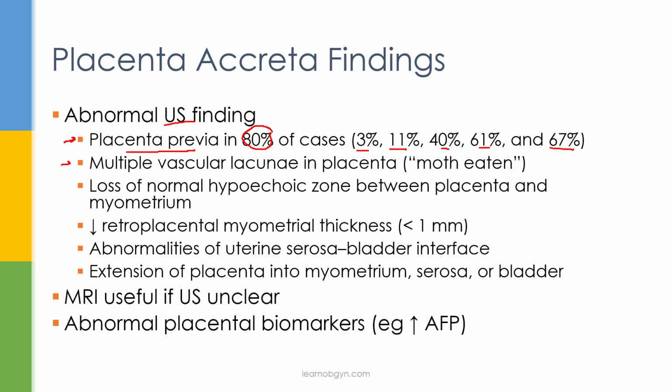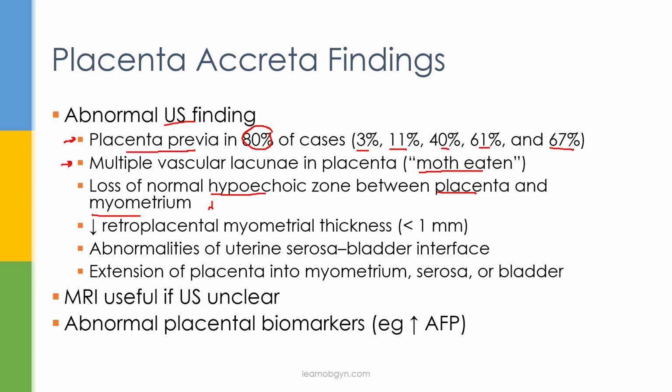The next one I want you to memorize is multiple vascular lacunae, often described as moth-eaten. So if there's multiple vascular lacunae in the placenta, that is a sign that's very suspicious for a possible accreta. The other things I'll just mention, but you don't have to spend too much time trying to learn these, are loss of normal hypoechoic zone between the placenta and the myometrium.